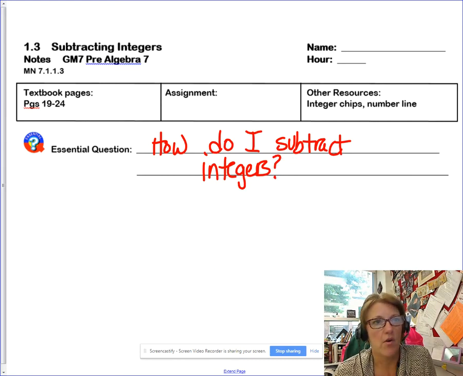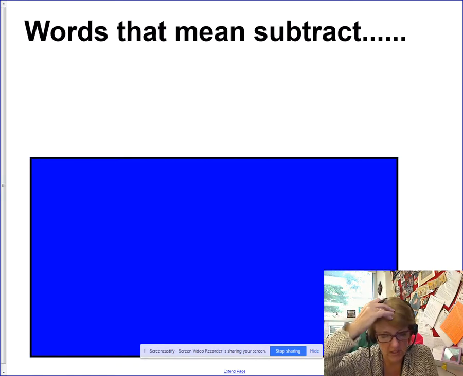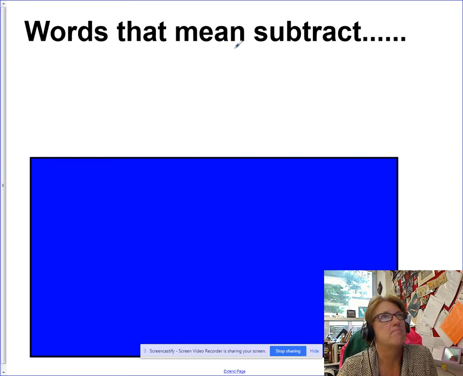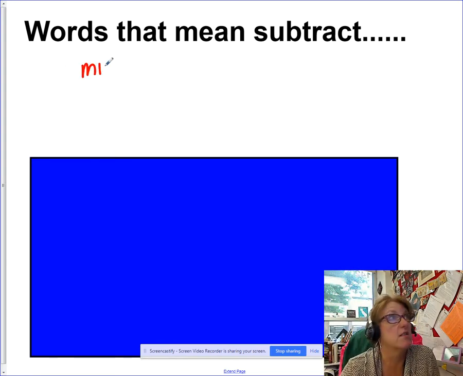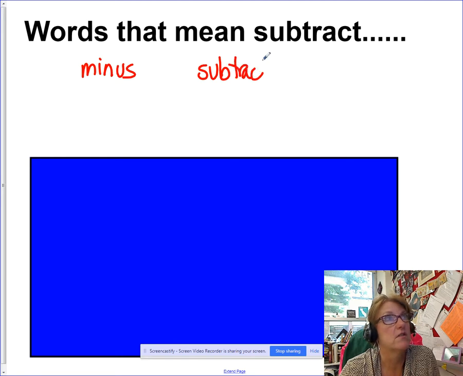Alrighty? So first thing I want you to do is, because we encounter so many word problems, we need to start thinking about words that mean subtract. So I want you to start getting that thought process going in your head. And of course, probably some of the obvious ones are words like that. And of course, the actual word subtract, minus. So then I want you to start thinking of some other ones. And you can start jotting them down. I'm going to add some up here as well.